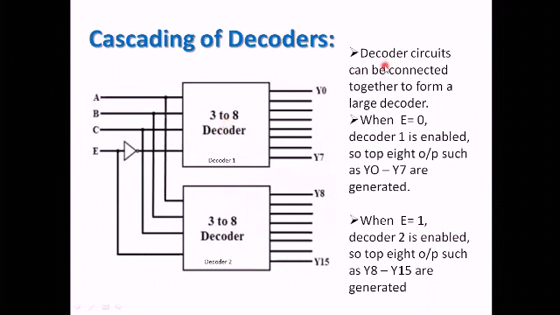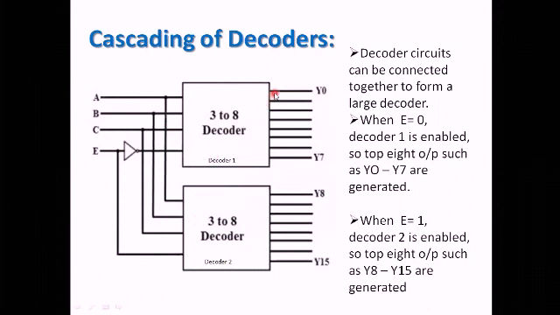So decoder circuits can be connected together to form a large decoder. So here, if you look here, it is a black box containing 4 inputs and 16 outputs. And inside the black box, there are some 3 to 8 decoders. That is, here we are using 2 decoders, decoder 1 and decoder 2. Now here see, this A, B and C are the inputs of this first decoder. Similarly, this A, B and C are connected to the inputs of the second decoder.